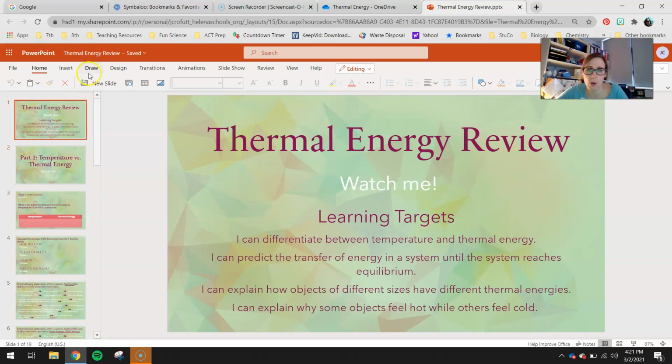But basically throughout this whole review, you guys are looking to the fact that you can differentiate between temperature and thermal energy. You can predict the transfer of energy in a system until the system reaches equilibrium. You can explain how objects of different sizes have different thermal energies, and you can explain why some objects feel hot while others feel cold.